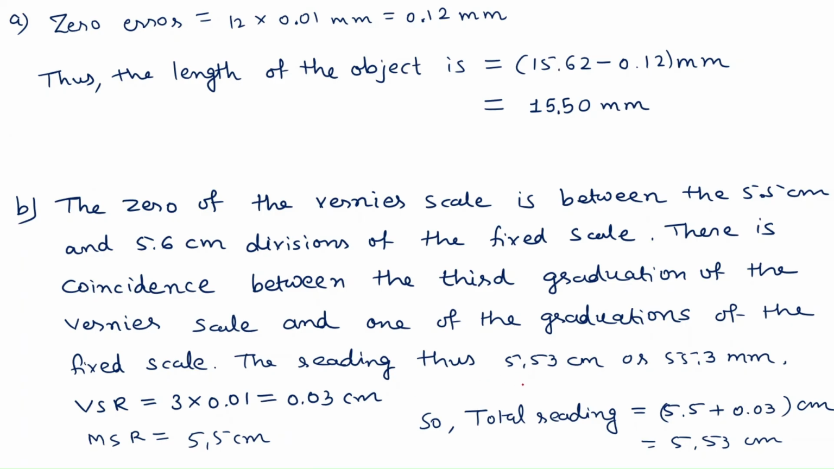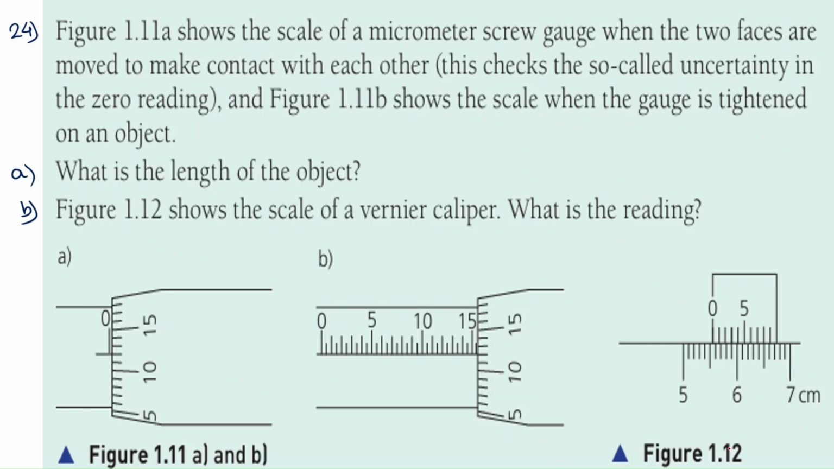Now the reading is 5.5 plus 3 into mm. So the vernier scale reading is 3 into least count in centimeters. Now it is in mm, okay, and now it is in centimeter. The main scale reading is 5.5, as you all know, so you have to just add this value. Total reading is 5.5 plus 0.03 centimeter, and this is the main value, 5.53 centimeter. Now this is all about question number 24.